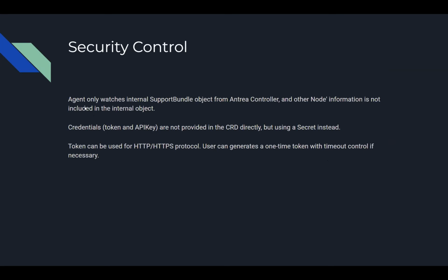For security control, we would like to say something. One is that the agent only watches the internal object from the Antrea controller, and other nodes' information is not included in the internal object. And credentials like the token or API keys are not provided in the CRD directly, but using a secret instead. The token is used for HTTPS, and to enhance the security, the user can generate a one-time token with timeout control if necessary.